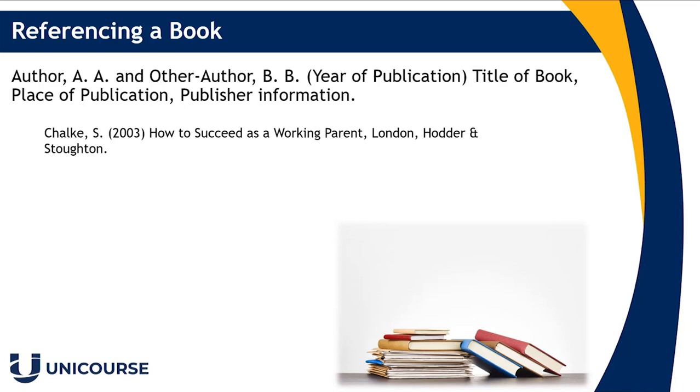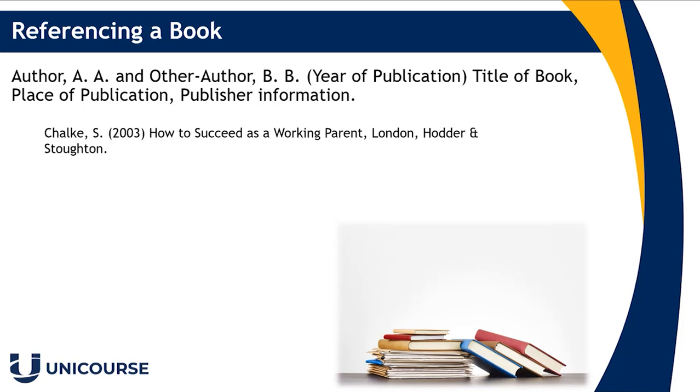So that's worth having a look at if you are struggling at the start. But basically, once you start moving with this, start with it, you will get better. So the author, and if it is more than one author, you can add that on there, the year of publication, the title of the book, place of publication, and publisher information.